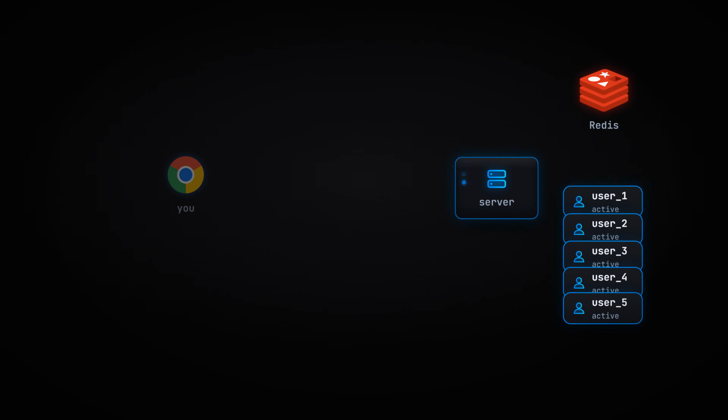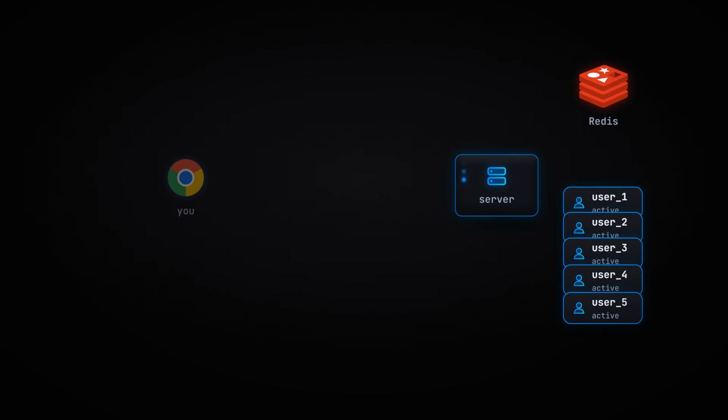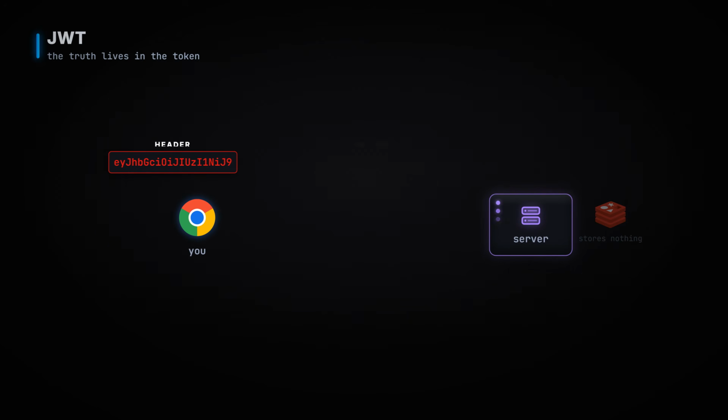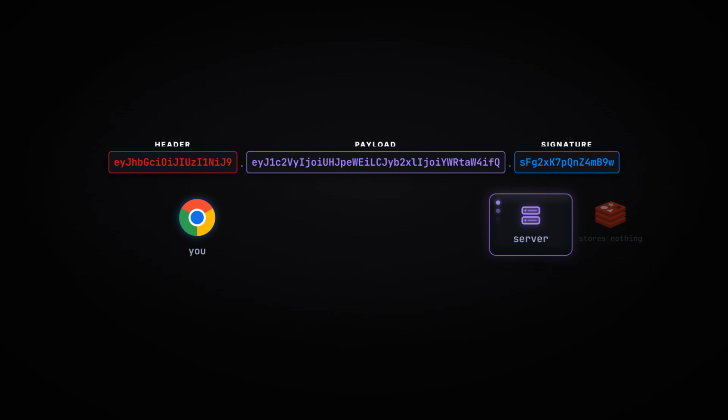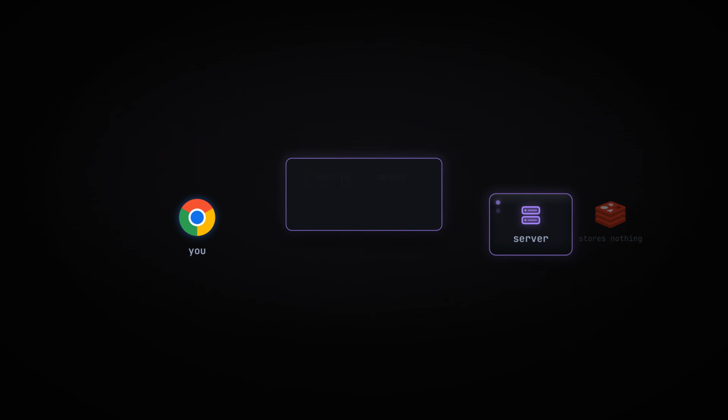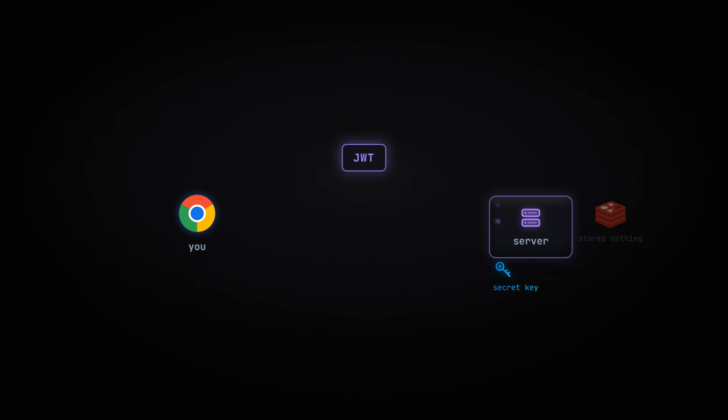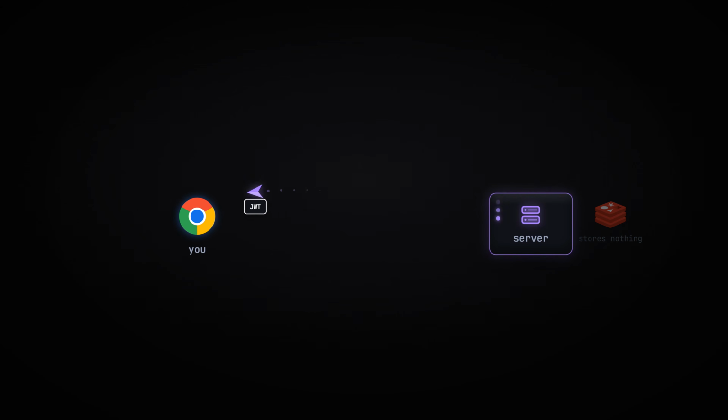That's exactly where JWT makes its pitch. JWT flips the model. Now, the token remembers. Instead of storing a session, the server builds a token. Inside that token are things like your user ID, your role, and an expiration time. Then the server signs the token with its secret key. That signature proves one thing. Nobody has modified the token. It does not hide what's inside. The server sends the token back and forgets about it.